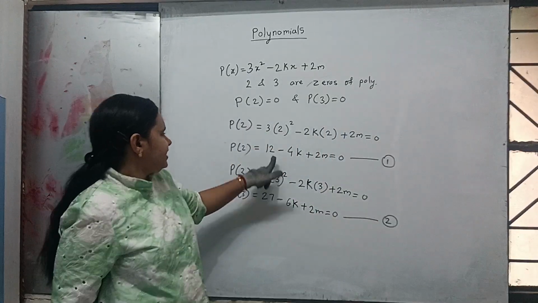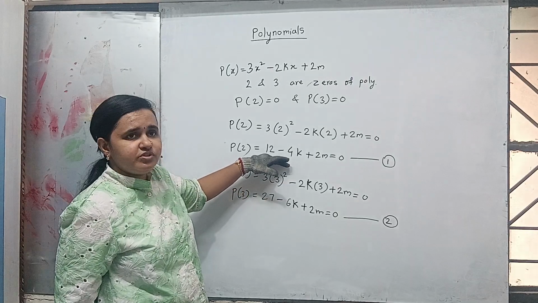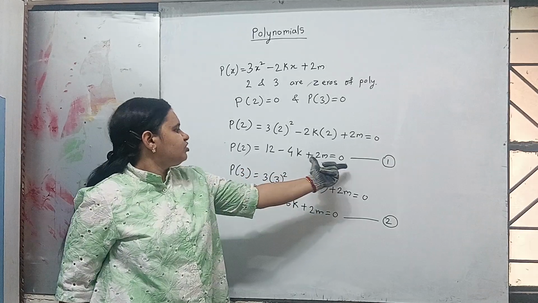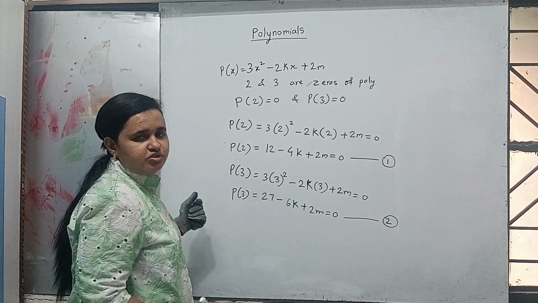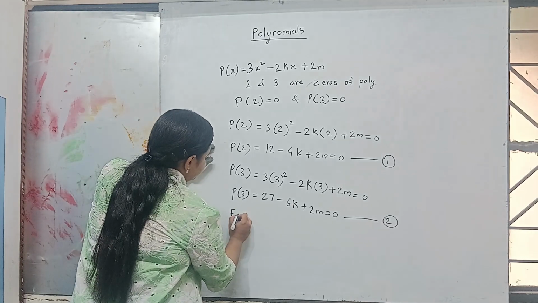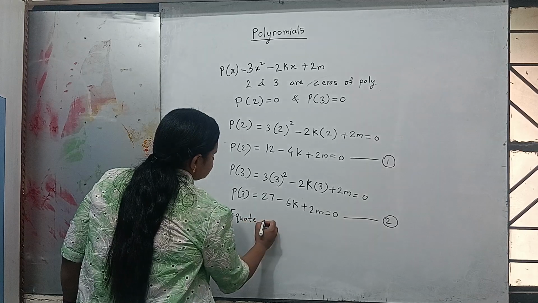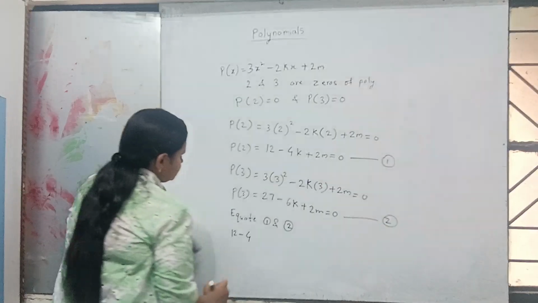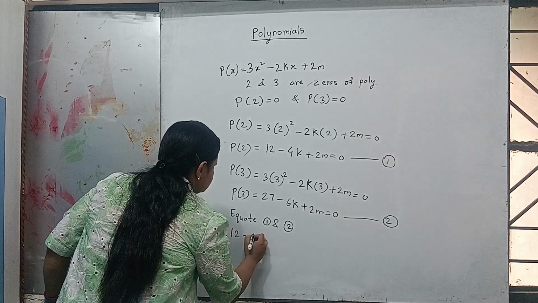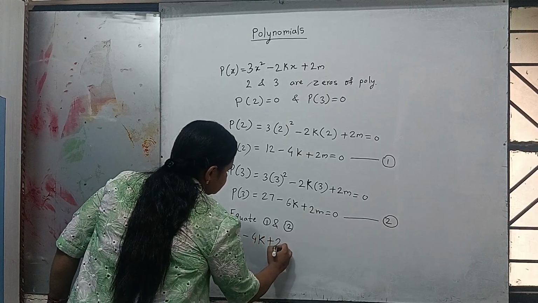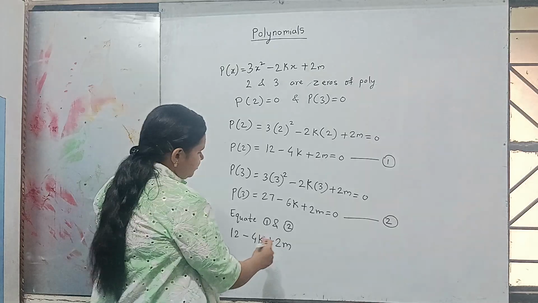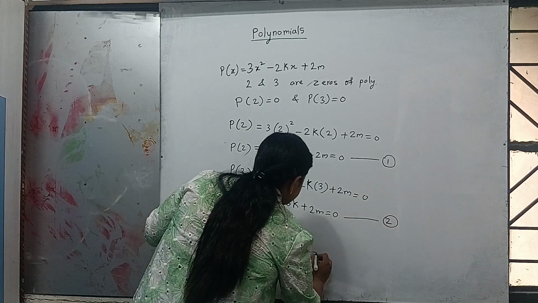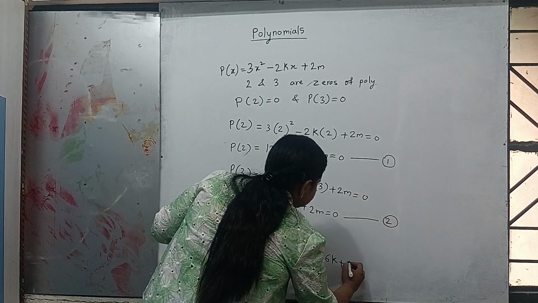So we can solve it as we solve linear equations, but we can also equate them because this one is equal to 0 and this one is also equal to 0. So we can equate 1 and 2. 12 minus 4k plus 2m is equal to 27 minus 6k plus 2m.